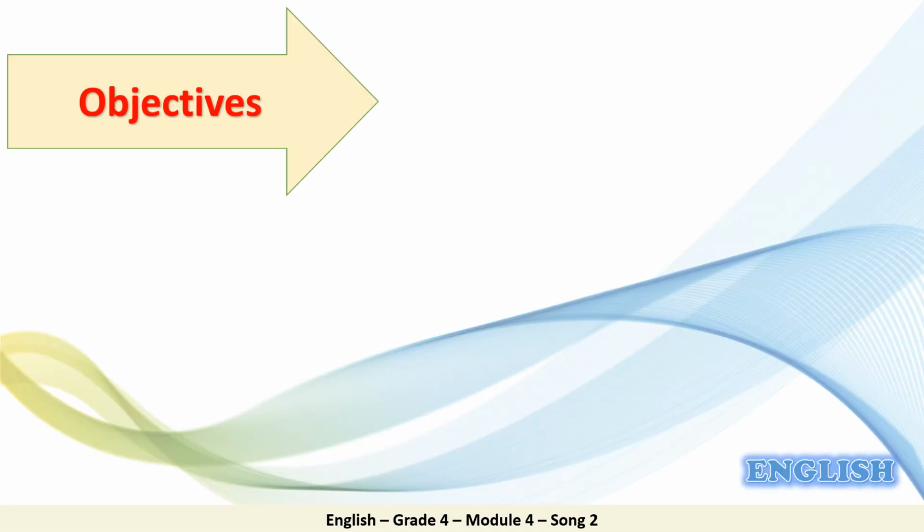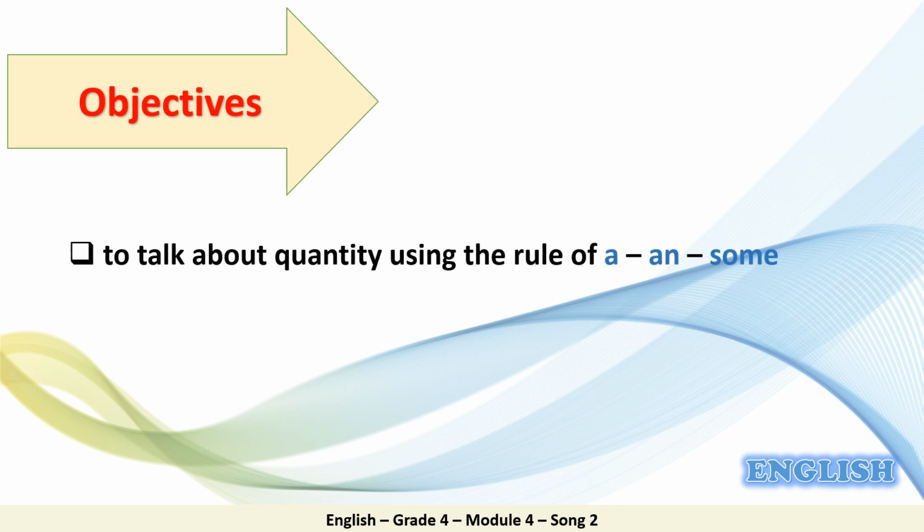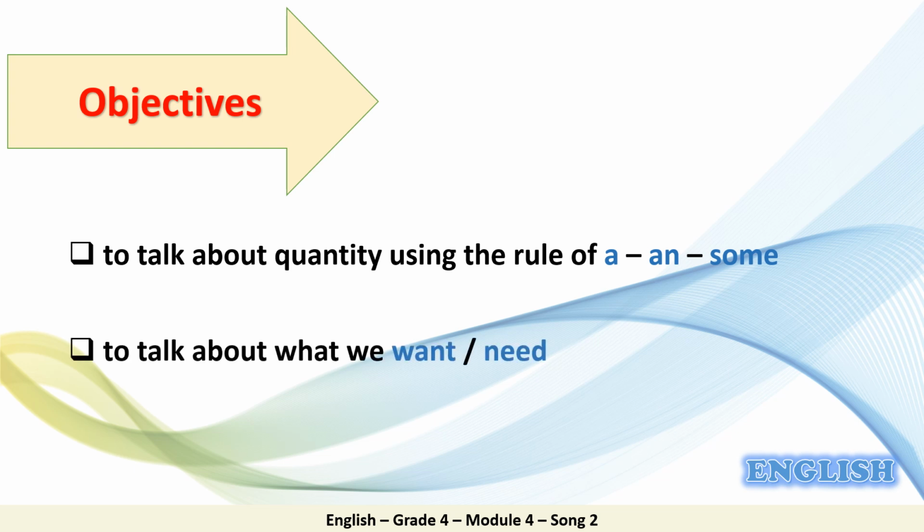As for the objectives of the lesson, by the end of the lesson, you will be able to talk about quantity using the rule of a, an, and some. Also, you will be able to talk about what we want or need.